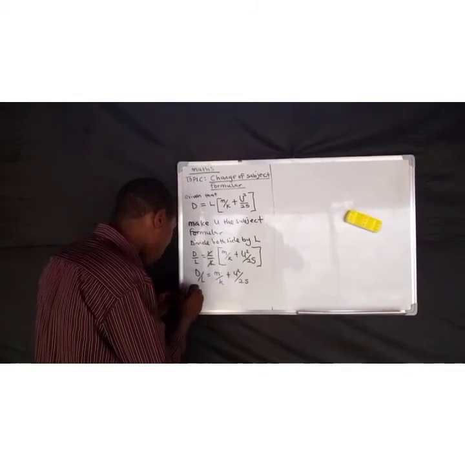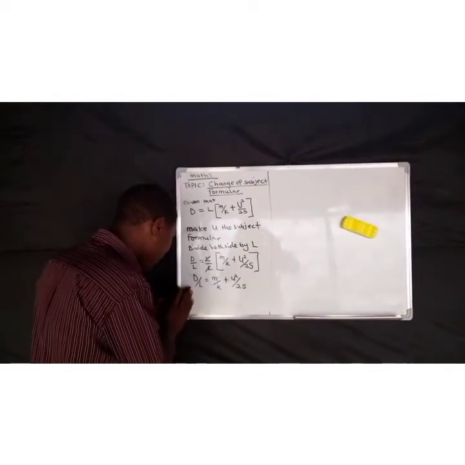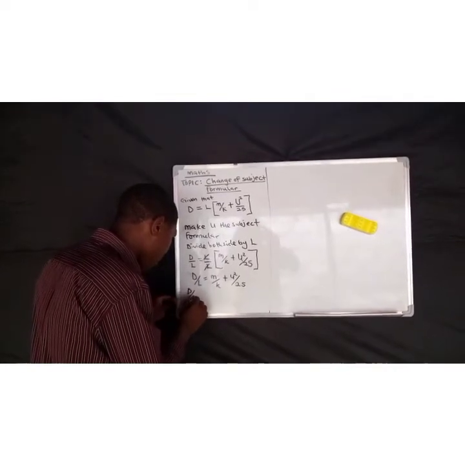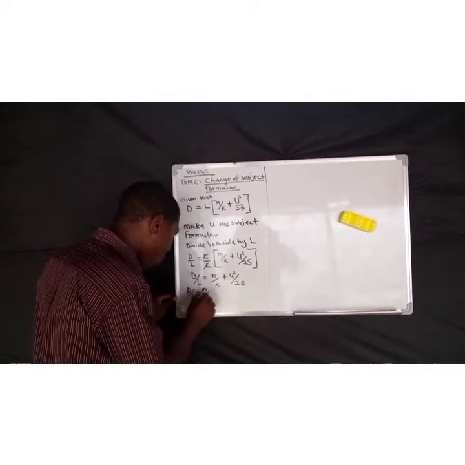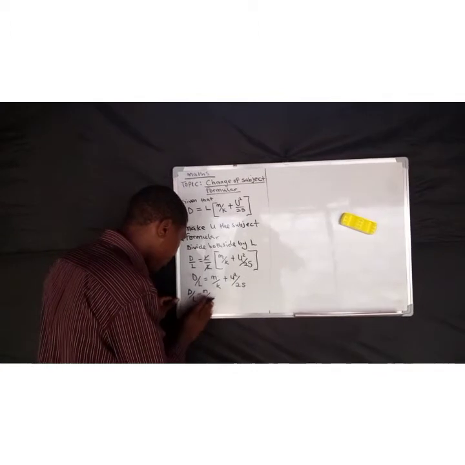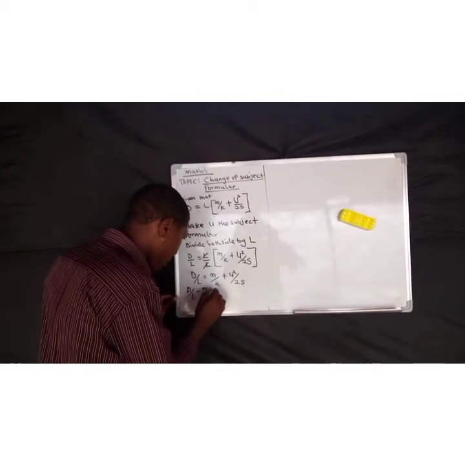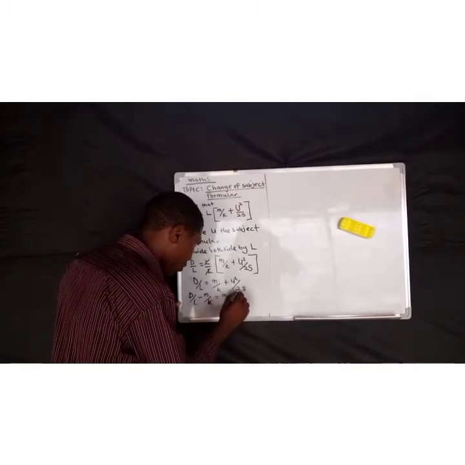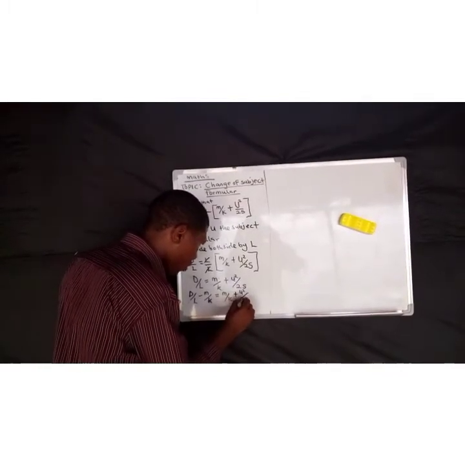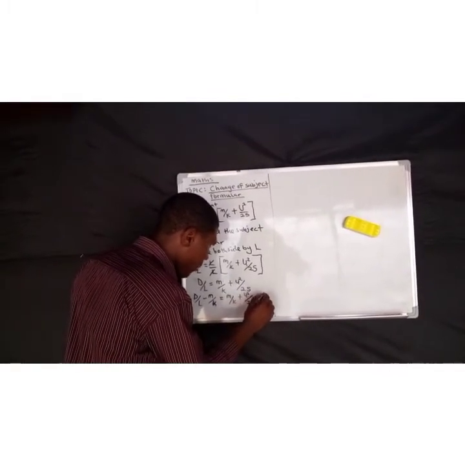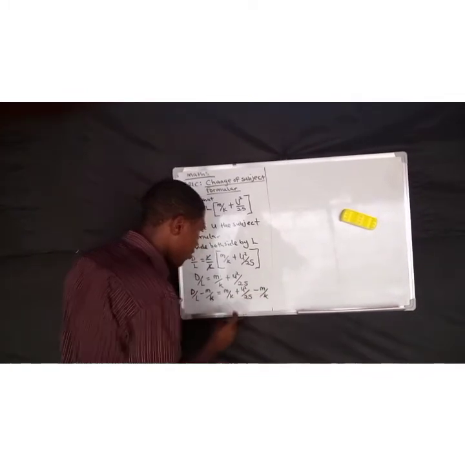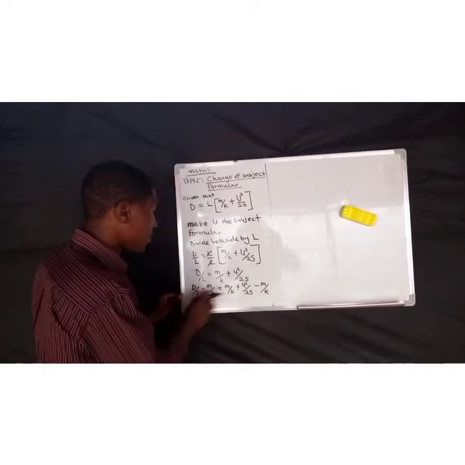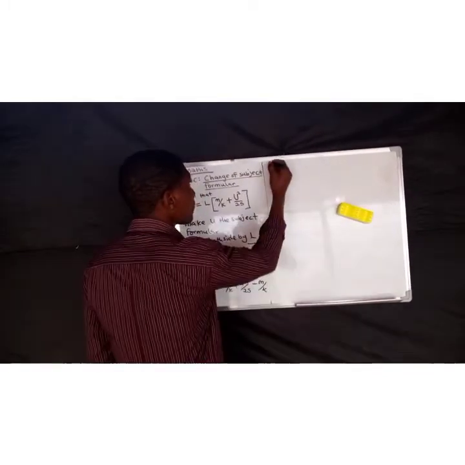So I'll perform my operation as D over L minus M over K is equal to M over K plus U square over 25 minus M over K. So M over K minus M over K will be 0.